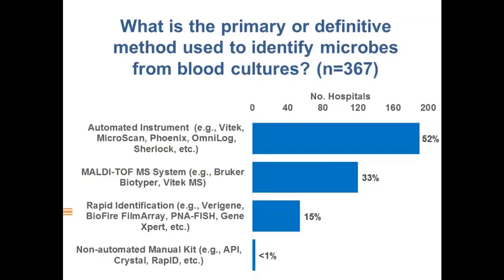To launch directly into some of the questions and data collected as part of this survey, the first question they asked of just short-term acute care hospitals, so not the long-term acute care hospitals I just mentioned, was: what is the primary or definitive method used to identify microbes from blood cultures? The majority were automated testing instruments, or I'll refer to them as ATIs. Some also used MALDI-TOF-based systems, as well as rapid identification systems, and then just a few used non-automated manual kits.